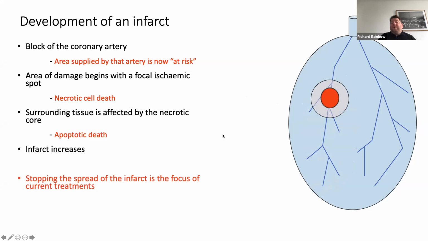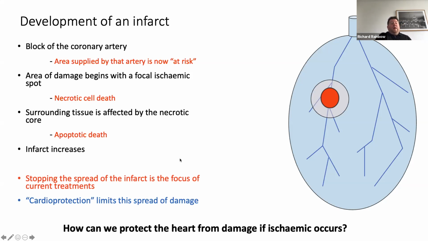So stopping the spread of this infarct is really the focus of our current therapies and what we're trying to do in developing new ones. And so really we're trying to cardioprotect the heart, we're trying to limit the spread of this damage. And so how can we really protect the heart from the damage if ischemia is occurring?